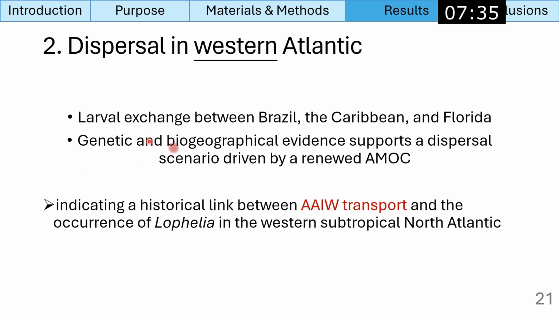So there was larval exchange between the three locations, and we have genetic and biogeographical evidence that supports a dispersal scenario driven by a renewed AMOC, indicating that there is a historical link between AAIW transport and the occurrence of Lophelia in the western subtropical North Atlantic.